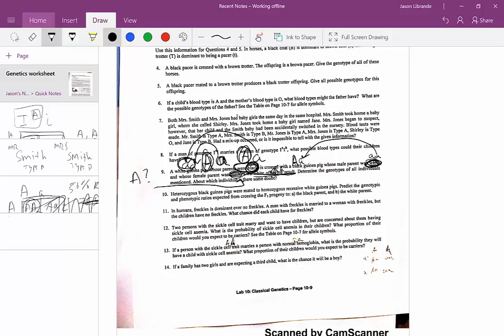So we already did the question: determine the genotypes of all the individuals mentioned, and then about what individuals are left out. So that is the female black parent, this parent right here of the black guinea pig. So we're not sure if they're homozygous dominant or if they're heterozygous. At least off the top of my head, I cannot tell from this question.